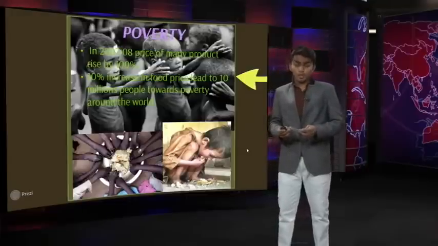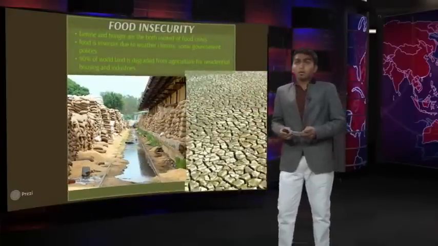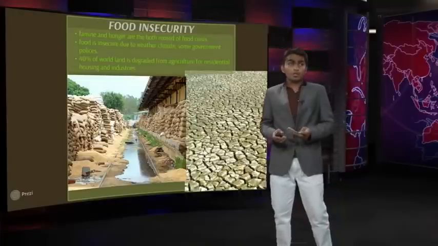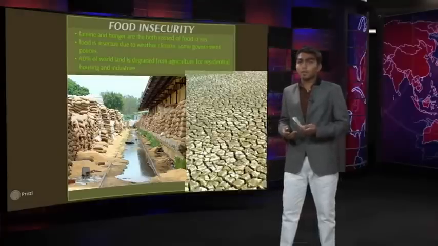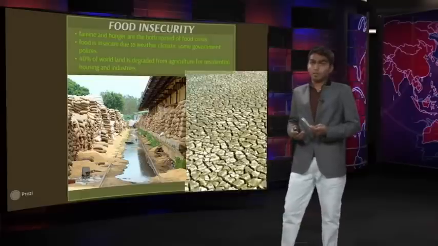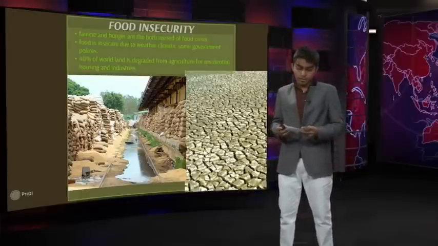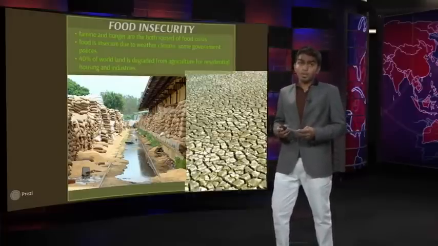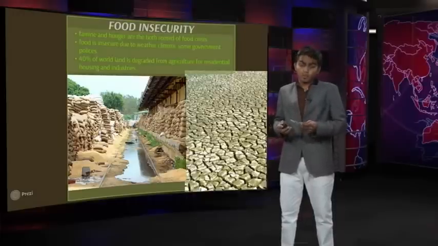The second important reason for the food crisis is food insecurity. Famine and hunger are both roots of the food crisis. Food is insecure due to some weather conditions like heavy rain or hurricanes, or due to some governmental policy. 40% of the world's land is degraded from agriculture for industrial and residential housing. Moreover, food is not stored in a good place, like you are seeing in the picture, the wheat is totally destroyed in heavy rain and it caused a food crisis.